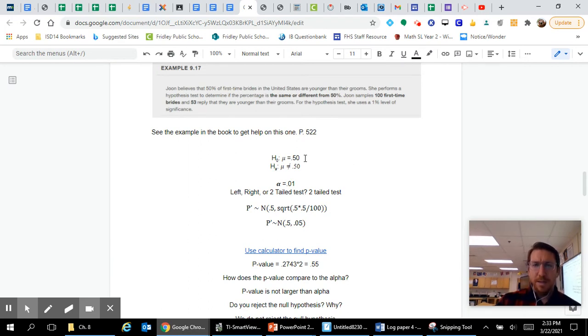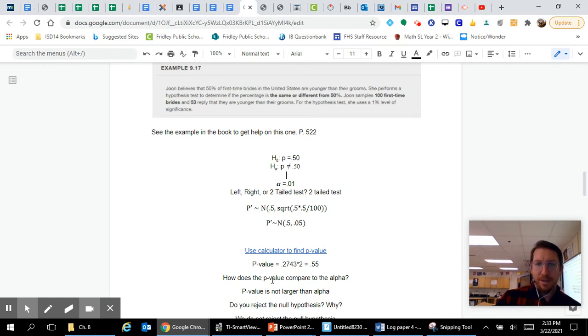So our null hypothesis is, and this needs to be a p here, proportion is equal to 50%. Our alternative is the proportion doesn't equal 50%. They say same or different from 50%, so therefore we're not going to go less than or greater than. It's just going to be not equal to 50%. And our alpha level is 0.01. This is called a two-tailed test. We need to check both sides, the bottom side and the top side, to see if those are true.